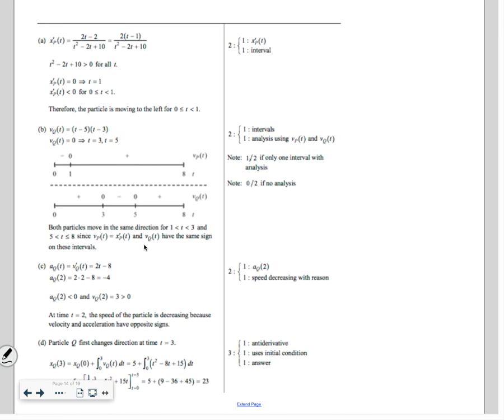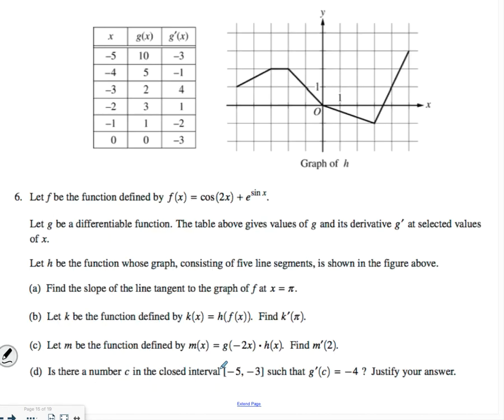For part C, you got 1 point for getting a subscript Q of 2 correct, and 1 point for saying that the speed was decreasing. And for part D, you got 1 point for having the correct antiderivative, which is the 1/3 t cubed minus 4t squared plus 15t. 1 point for using the initial condition of the plus 5, and 1 point for your answer, which is 23.